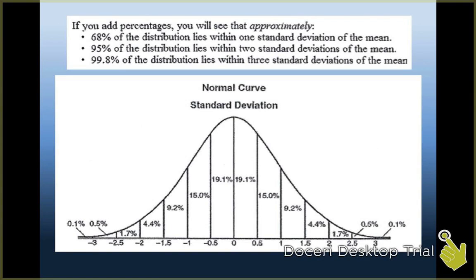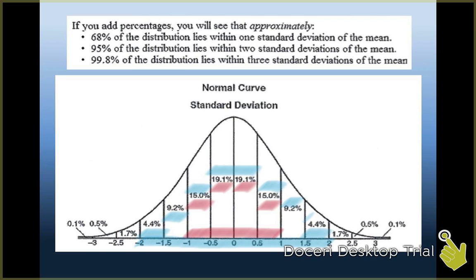I'm going to switch over so I can do some drawing here. So you'll notice that 68% of the distribution is within one standard deviation. So from negative 1 to positive 1, if you added up each of those numbers, 15, 19.1, 19.1, and 15, that gives you approximately 68%. You'll also notice that within two standard deviations, so going from negative 2 all the way up to positive 2, if you add all those up, it's 95%: 4.4, 9.2, 15, 19.1, 19.1, 15, 9.2, and 4.4. If you add all those, it gives you about 95%.